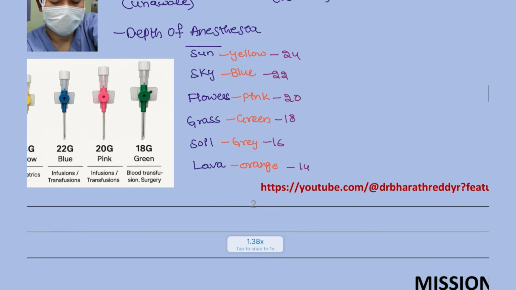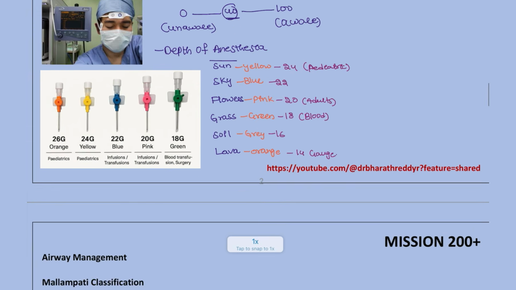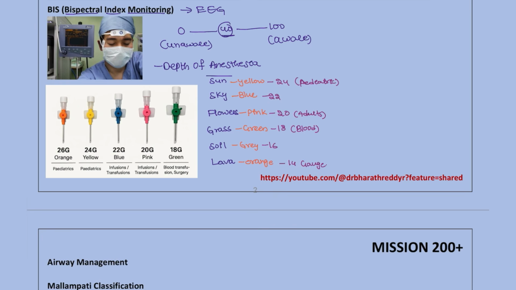These are the important points that you have to remember. This is used for the pediatric population commonly. This is used for blood transfusion, and the pink is used for adults. This is the important point that you have to remember. What is this number, guys? This is the gauge number. This is also one point that you have to remember.